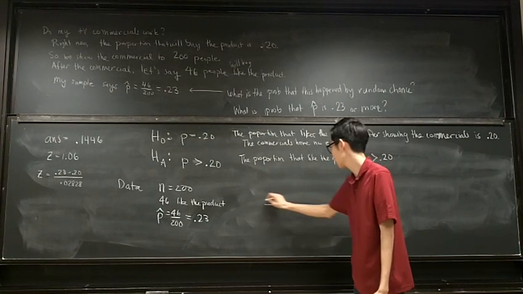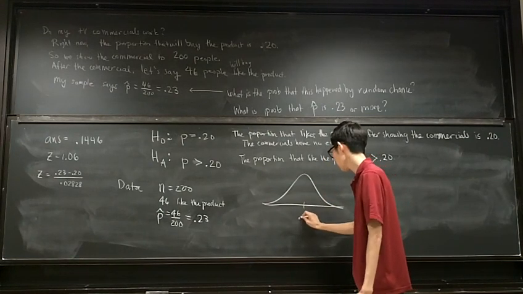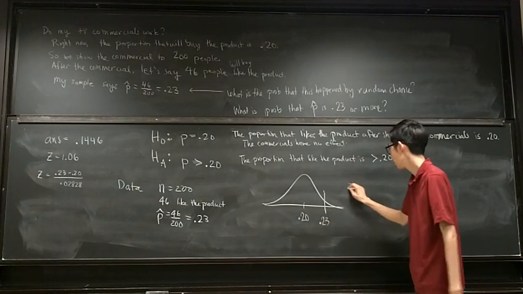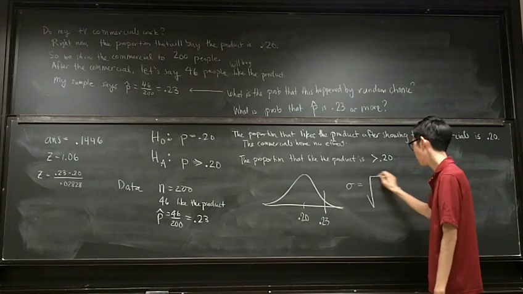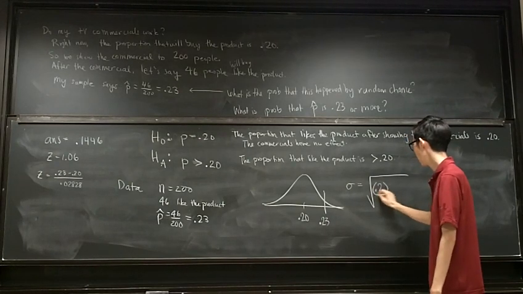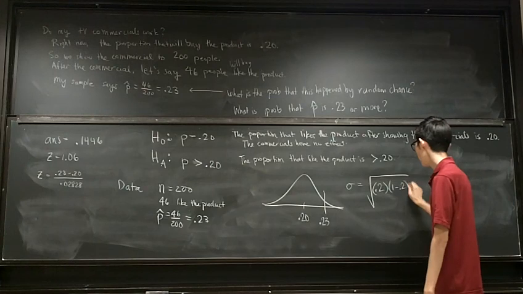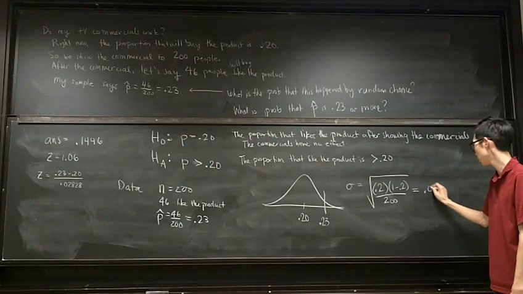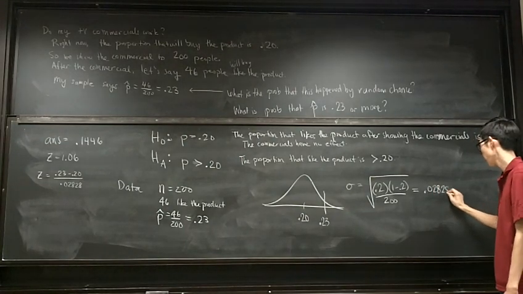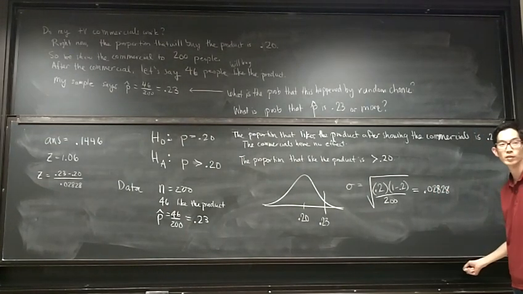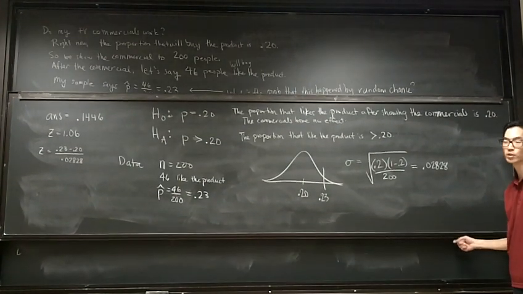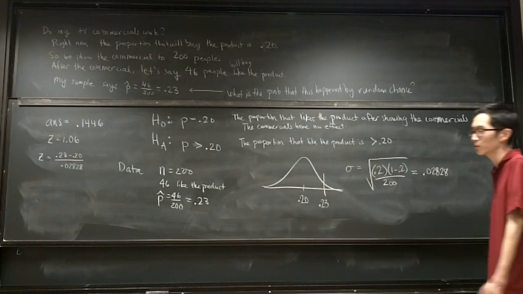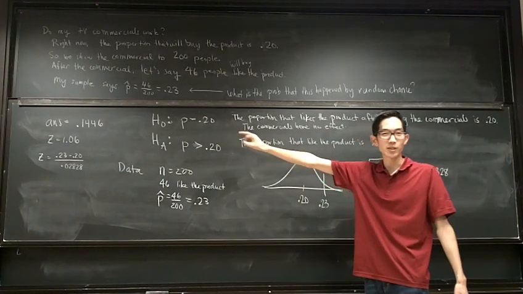To answer that, we do the normal problem. Centered at 0.20, what's the probability that I end up out at 0.23? Well, my standard deviation is going to be the square root of 0.2 times 1 minus 0.2, which is 0.8, divided by 200. I get a standard deviation of 0.02828. I kept an extra decimal. If you round it off to 0.0283, your answer is still probably the same.